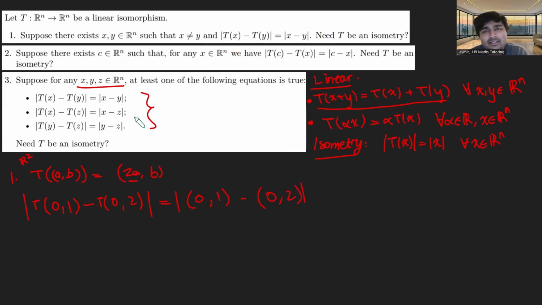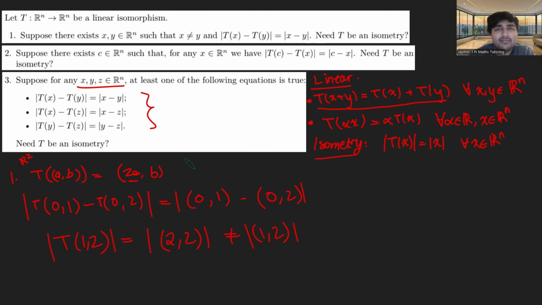However, T doesn't need to be an isometry. We can just choose an x here to be any point in the plane which does not have x coordinate 0. For example, if I look at T of (1, 2), well, what is T of (1, 2)? I double the x coordinate, so it's just (2, 2). And this is clearly not going to be the same length as (1, 2). And so, yeah, it does not have to be an isometry here.